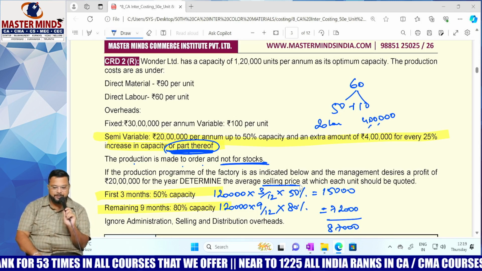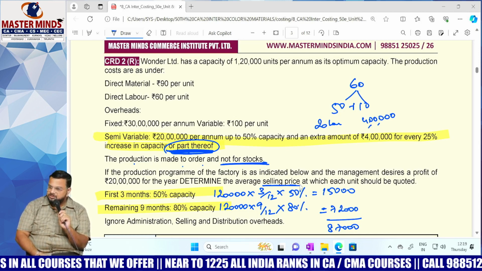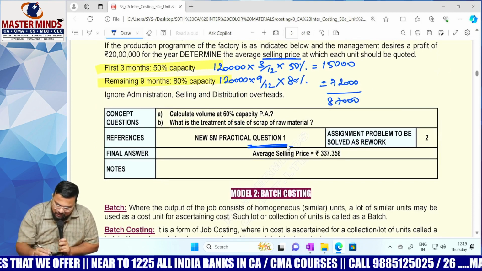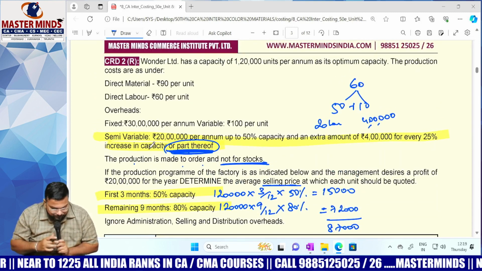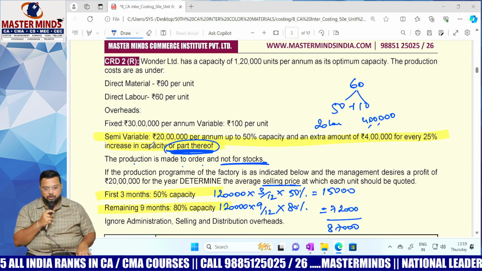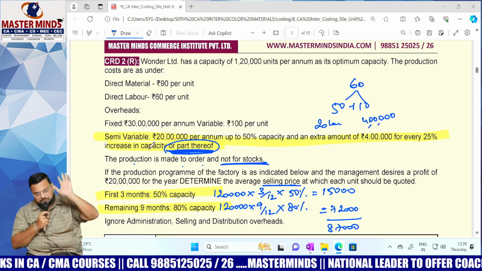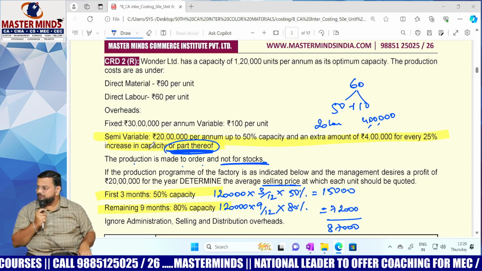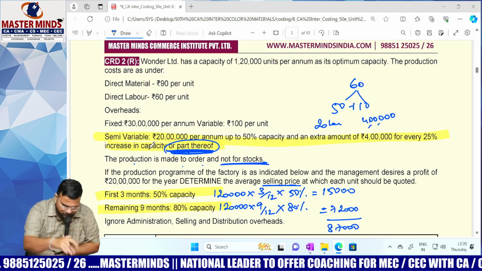Simple, the problem is completed. Ignore administration, selling and distribution. Anyway, that information is not given, right? So no need to worry about it, Nana. This question is there in the problem, okay? In our study material. Right, let us start the problem, Nana. So how, sir, will we prepare it in a single statement, Nana? Particulars, 3 months, 9 months, total. Is the solution given below, Nana? No, right? Let us start the problem.